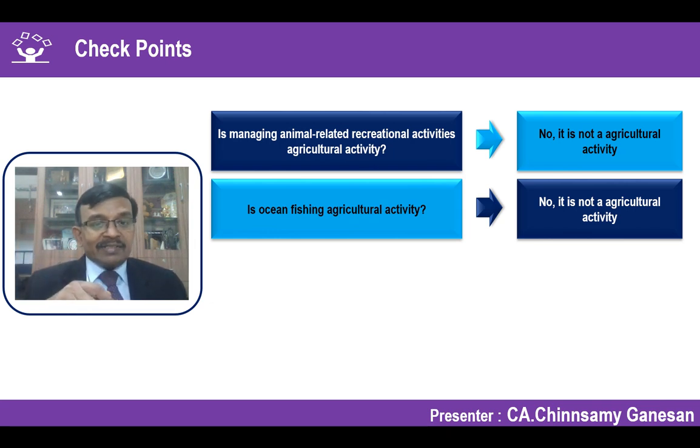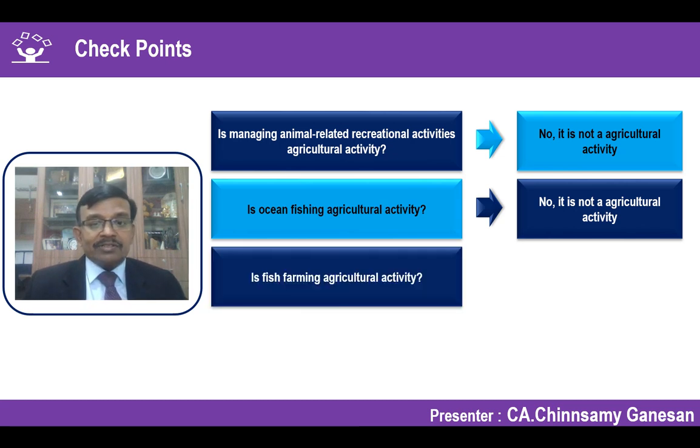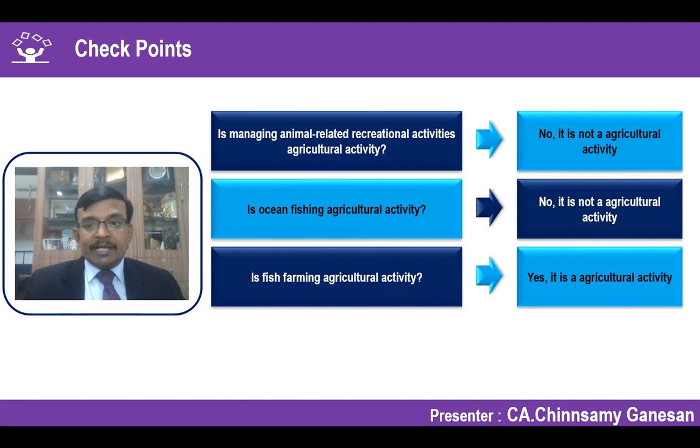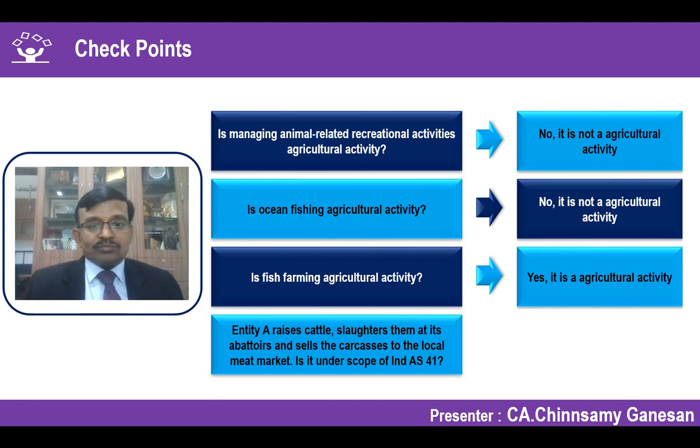I'm taking another twisted example. Suppose I am doing fishing in fish farms created artificially, or maybe I am doing shrimp culture in a controlled environment. Will that be covered under the standard? Yes, because the biological transformation is controlled or managed by the entity. So to that extent, it is an agricultural activity. So that will get covered, whereas ocean fishing activity is not an agricultural activity. Fish farming, definitely, it is a controlled activity, forming part of the standard.